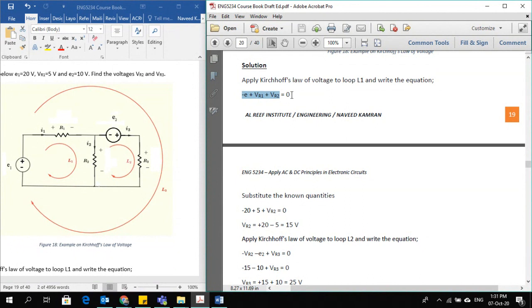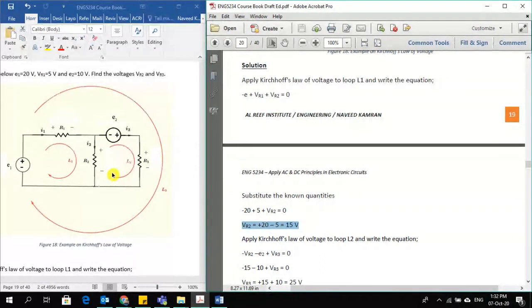Now my equation is made. Now I can substitute the numbers, whatever I know. I know that E1 is 20, so I will write 20 here. The minus sign, because the equation already says it is negative, so negative 20 you will write. Plus VR1 is 5 volts, plus 5 I will write. And VR2 we don't know, we will keep it as it is, equals 0. The remaining is easy, you just have to solve this equation and you will find the voltage VR2 as 15 volts.